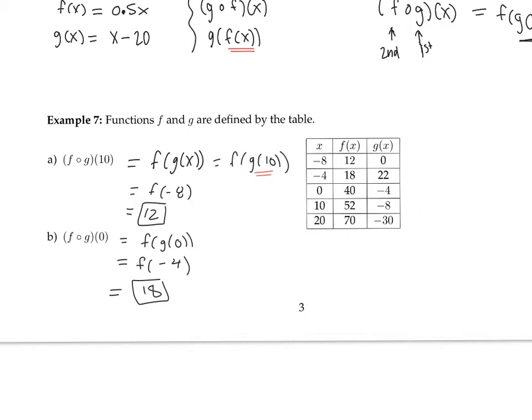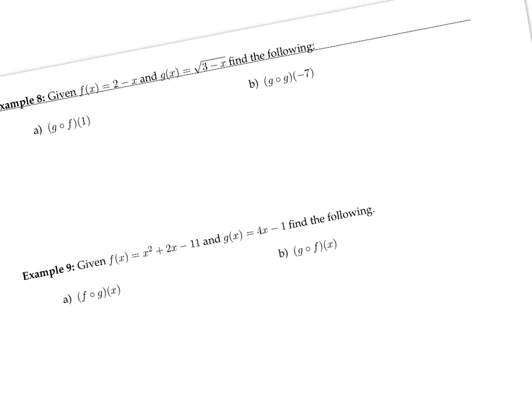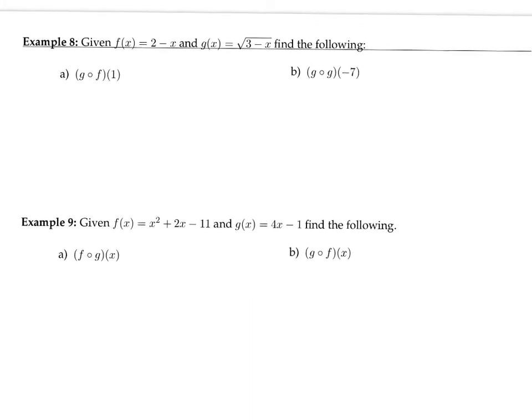Okay. Last page. All right, so given f of x, I'm sure it's lots of fun to watch me mess with my technology. Given f of x is 2 minus x and g of x is √3 minus x, find the following. So g of f of 1. So we're on page 4 of the first sheet. Okay, you got it, all right.